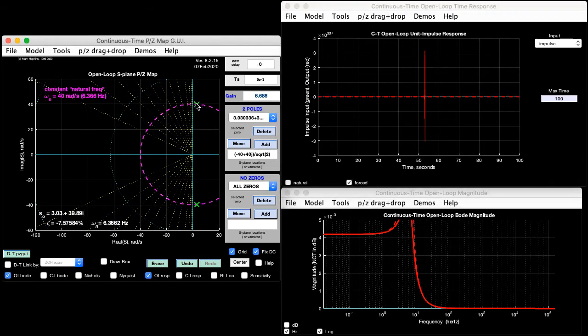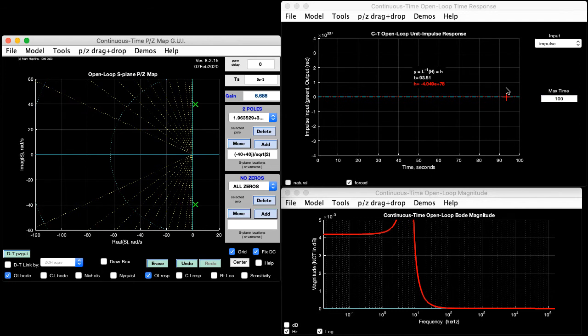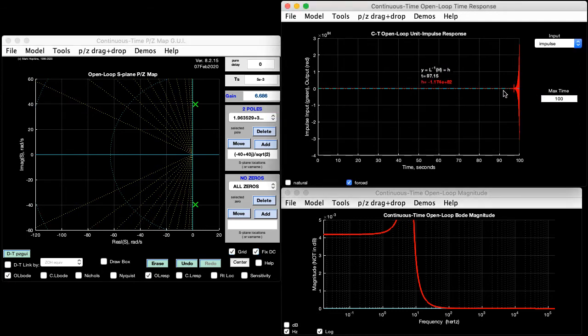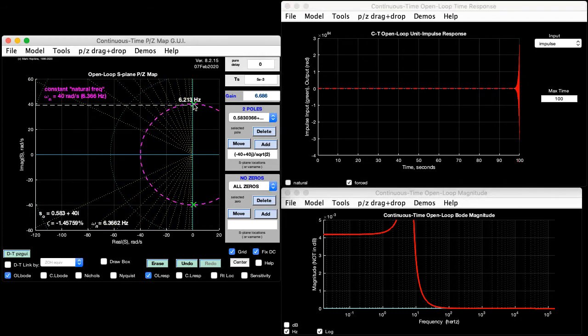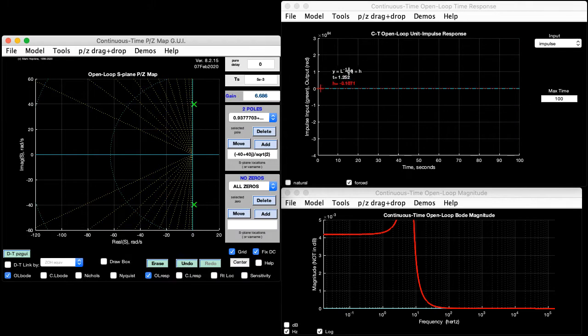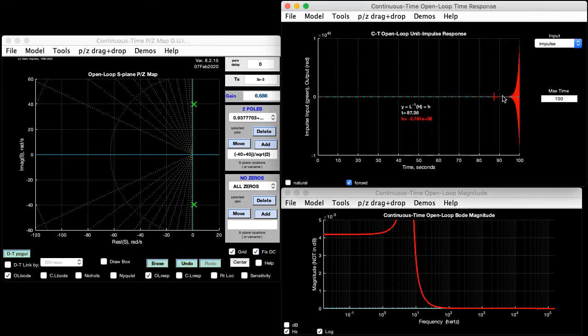Okay, let me put it a little bit further down. It's still pretty crazy. At least you can still see an exponential here, but this is going 10 to the 84. Let's go in a little bit more. Let's see. Okay, here, 10 to the 40 is the scale.